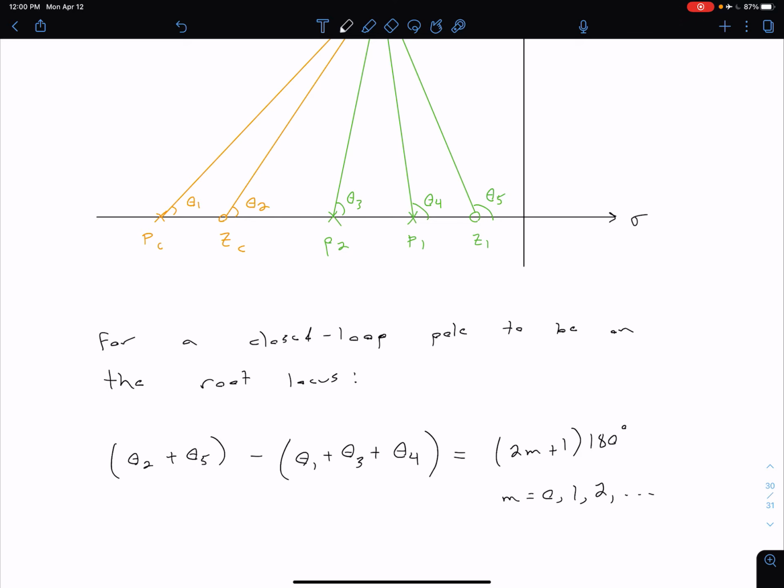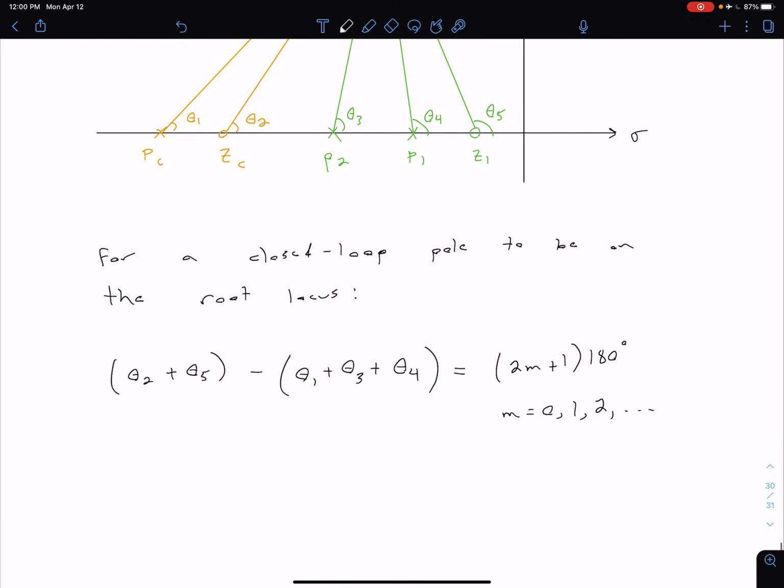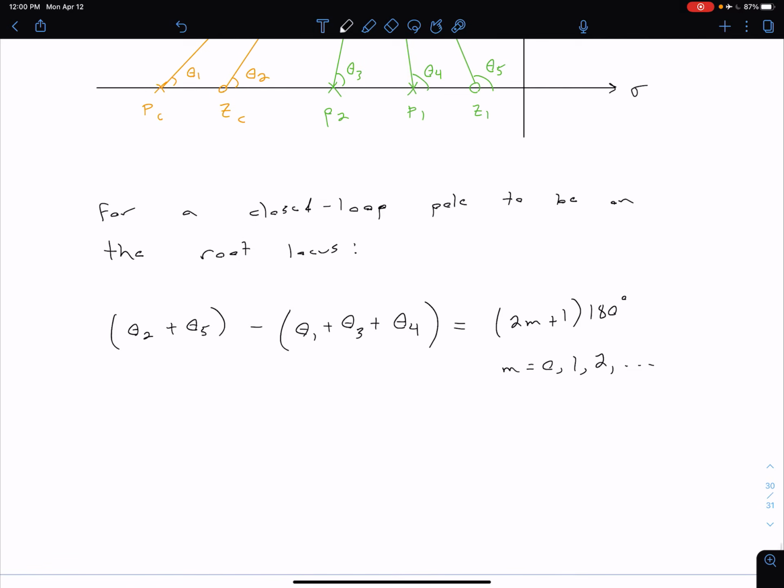So the overall angular contribution from our compensation network is just going to be theta c, which is equal to theta 2 minus theta 1. So theta sub c, which is equal to theta 2 minus theta 1, is our angular contribution from the compensation network.